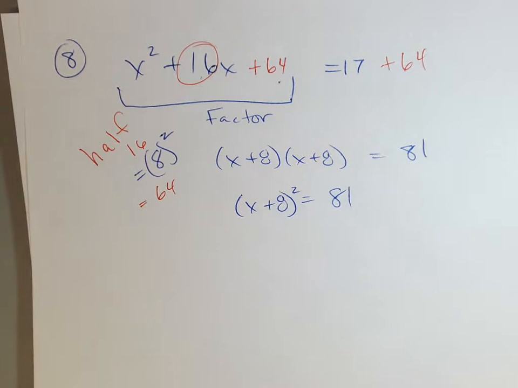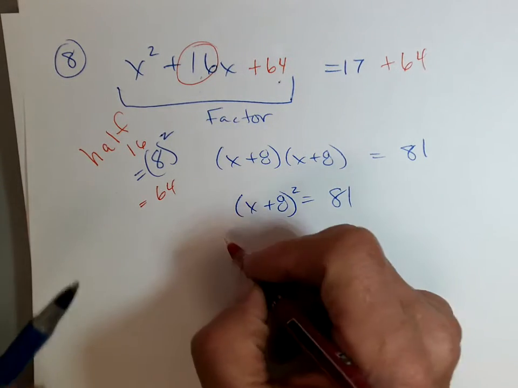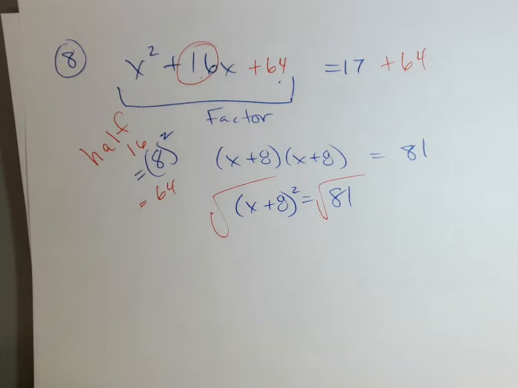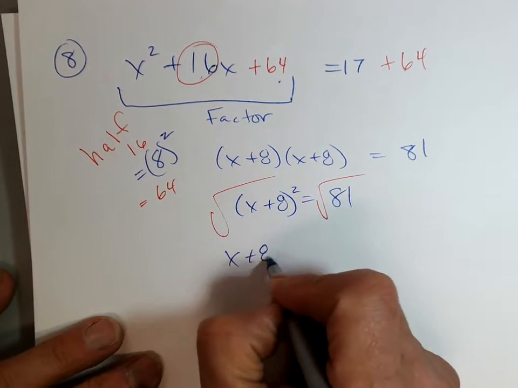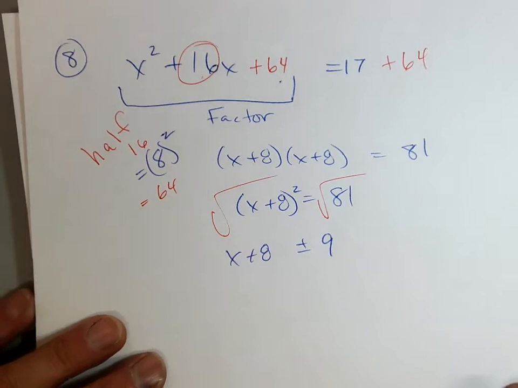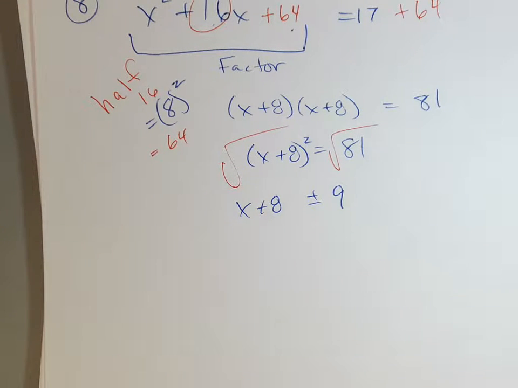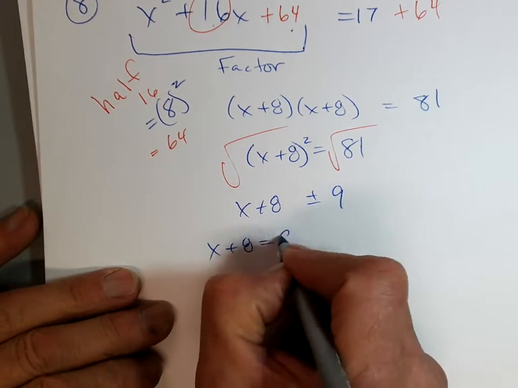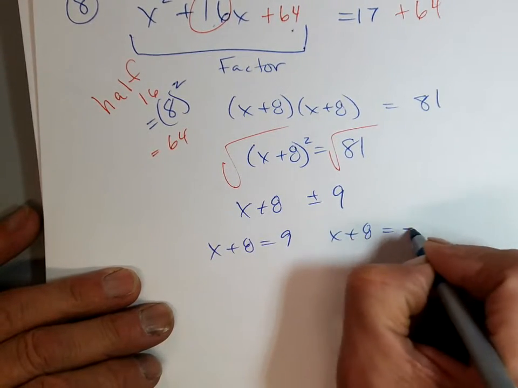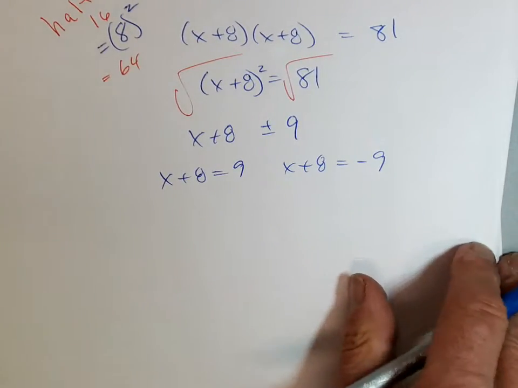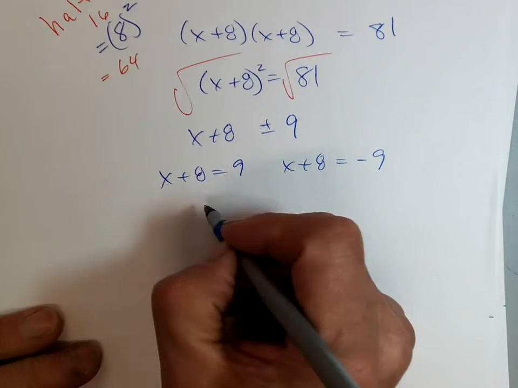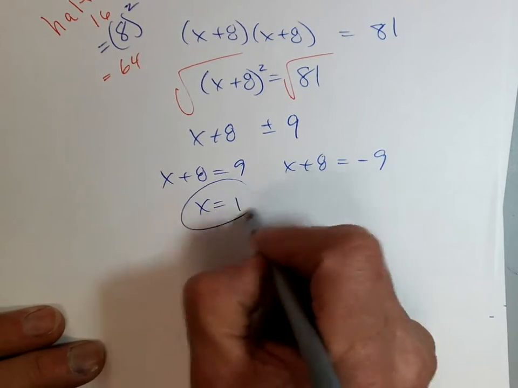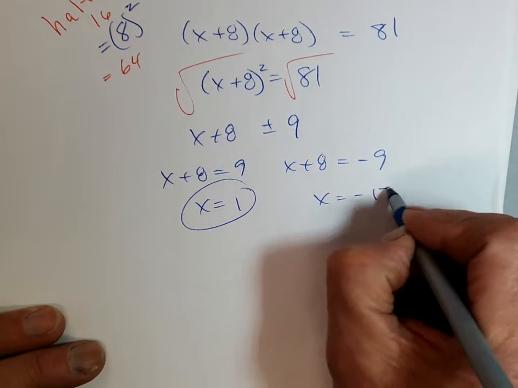Okay, we've completed the square. Looks pretty slick, doesn't it? And now, square root, and how many answers? 2. 2 answers, square root, right? So I'm going to have x plus 8 equals plus or minus 9. Nice job, Landon. Okay, if we're going to have 2 answers, let's have 2 equations. Let's have x plus 8 equals 9, and x plus 8 equals negative 9, right? And let's solve. Minus 8, one answer is 1. Minus 8, the other answer is negative 17.